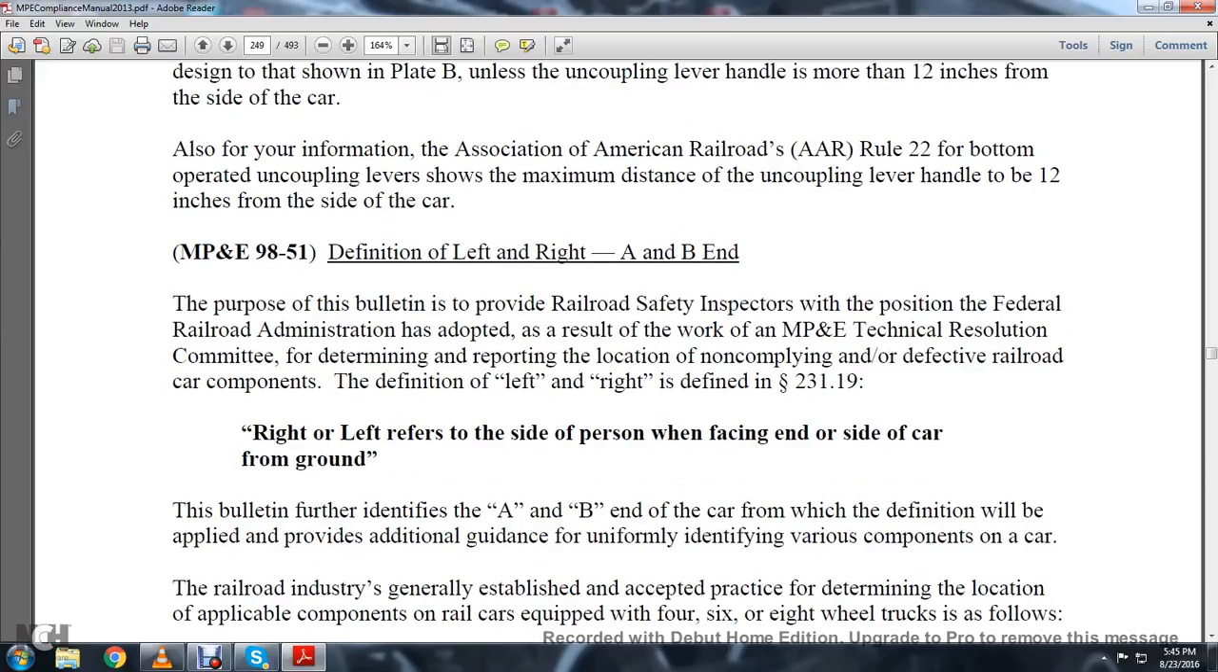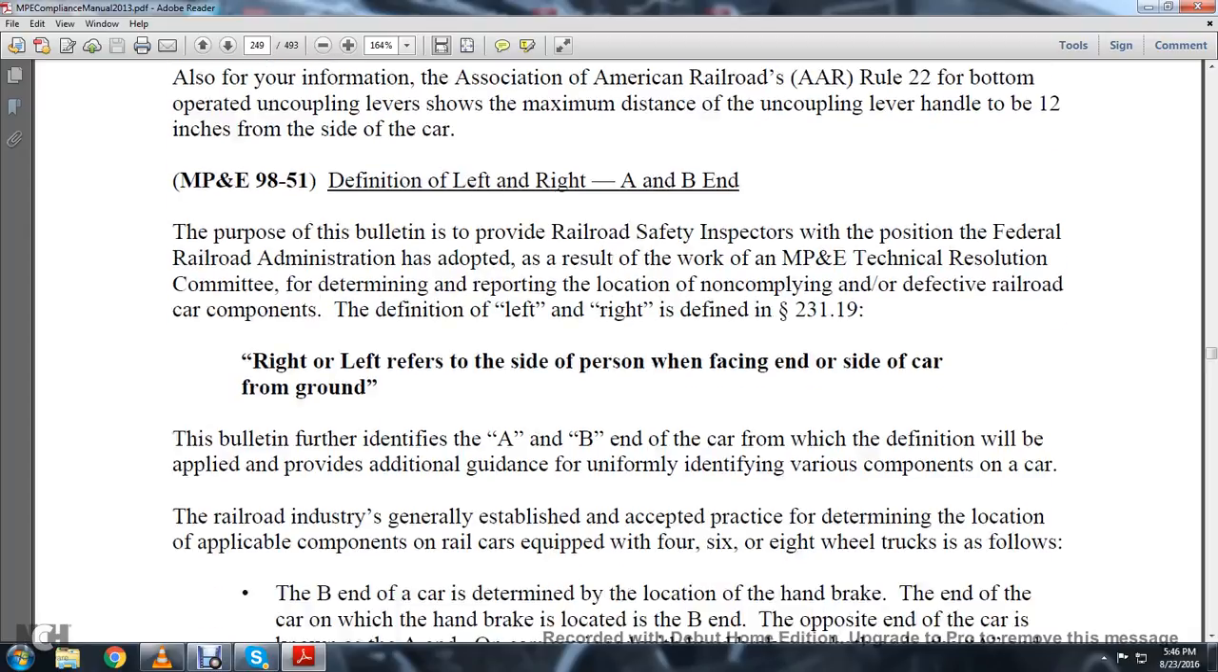The purpose of this bulletin is to provide railroad safety inspectors with the position the Federal Railroad Administration has adopted, resulting from the work of the Motive Power and Equipment Technical Resolution Committee, for determining and reporting the location of non-compliant or defective railroad car components. The definition of left and right is given in 231.19: right or left refers to the side of the person when facing the end of the car from the ground. This bulletin further identifies the A and B end of the car, from which the definition will be applied, and provides guidance to uniformly identify various components of the car.